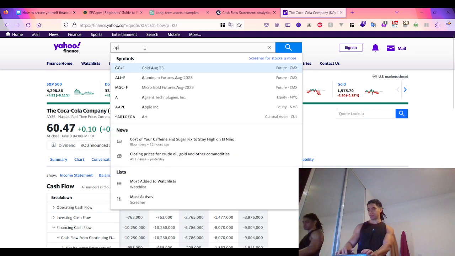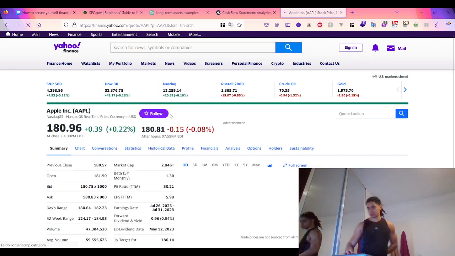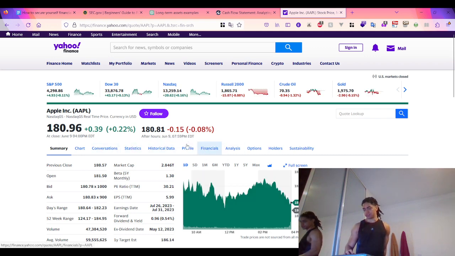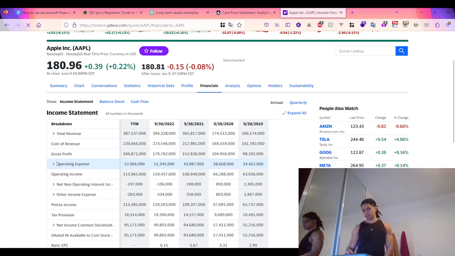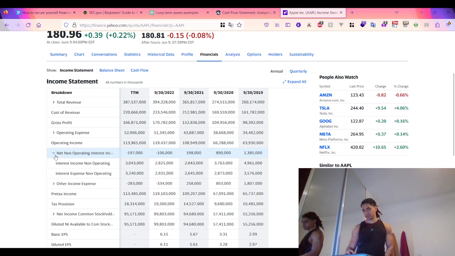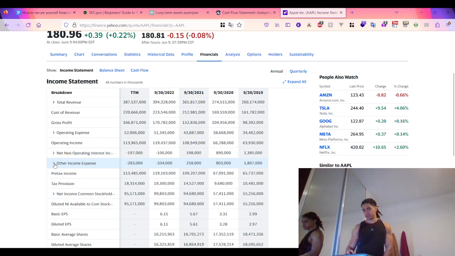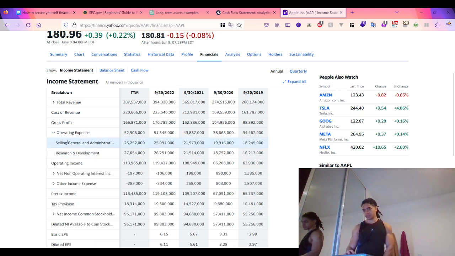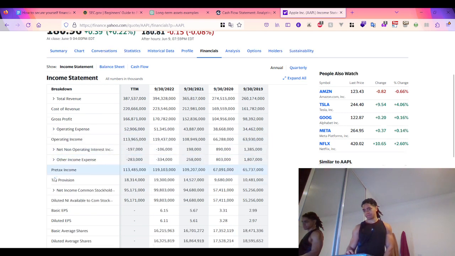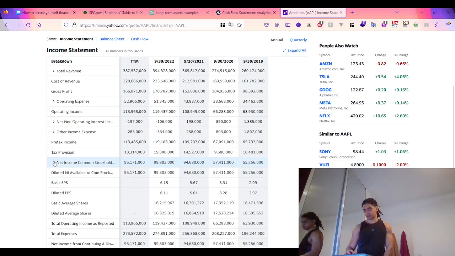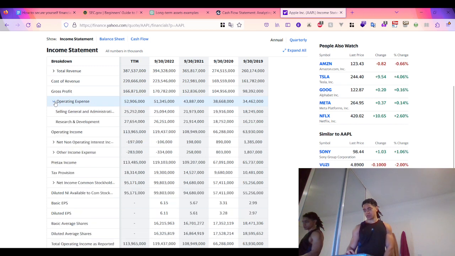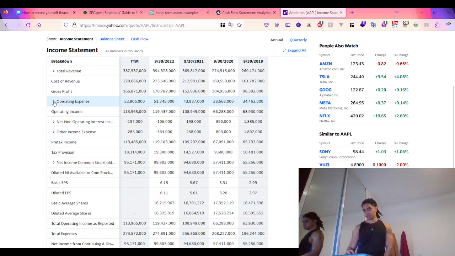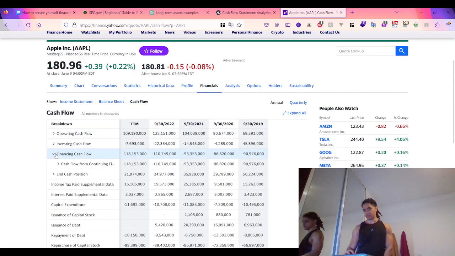Now if I want to look at Apple here, if I look at Apple and check the financials: operating expense, net non-operating interest income, other income expense, operating expense, selling, general and administrative, research and development, net income common stockholders, total revenue, operating revenue. But this is the income statement; I'm looking at the cash flow. Yeah, cash flow here, financing cash flow.